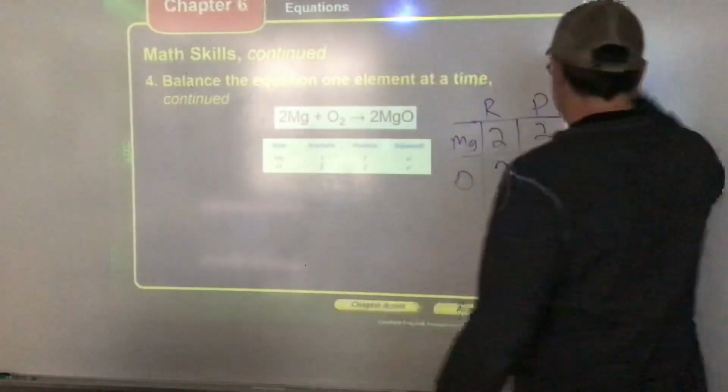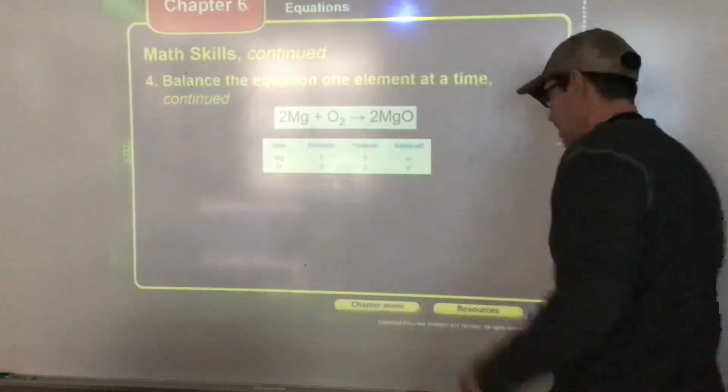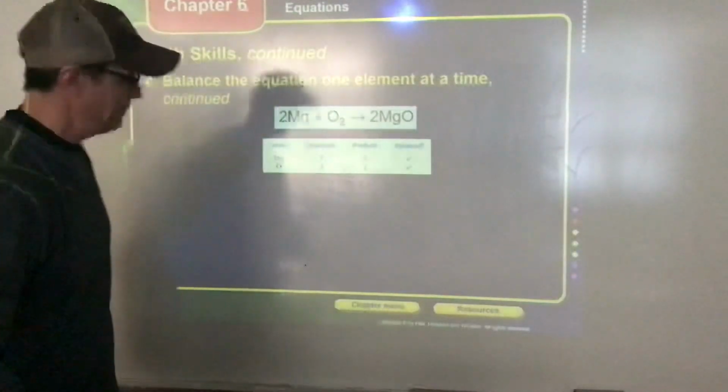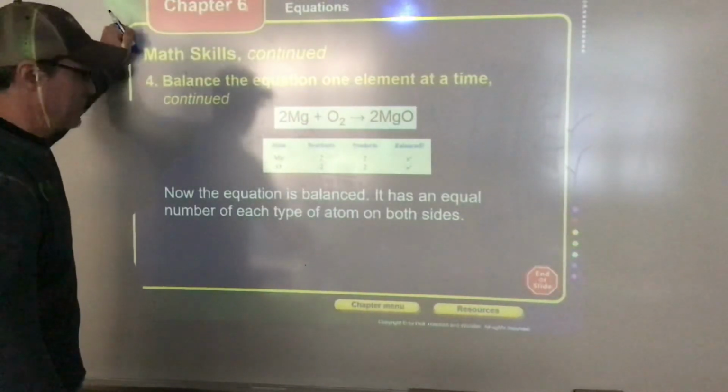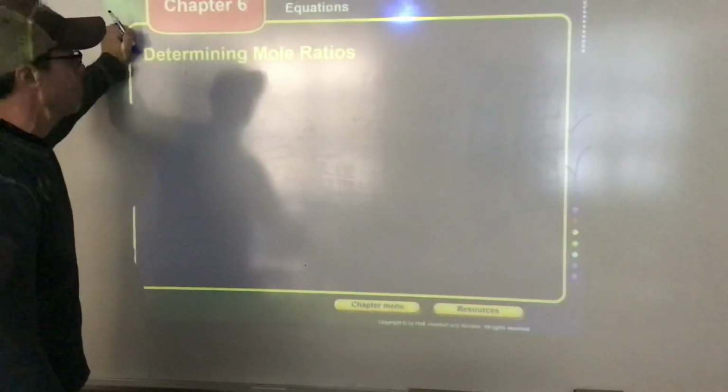So I did it again, just like the slides did it, and I wrote it out twice right next to it. Okay? All right? Now the equation is balanced, has equal number on each side of the atoms, and we're all good. All's happy in the world of chemistry.